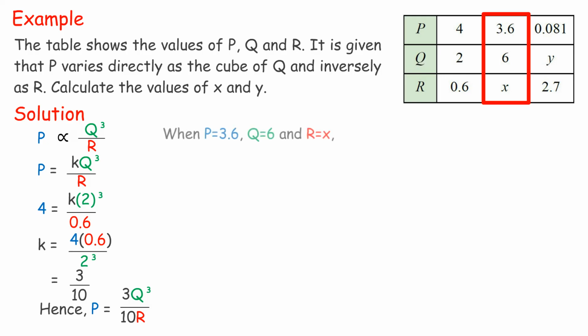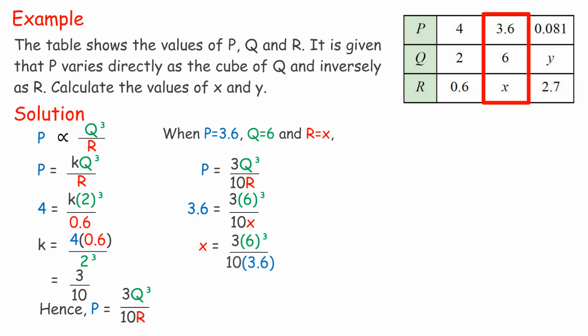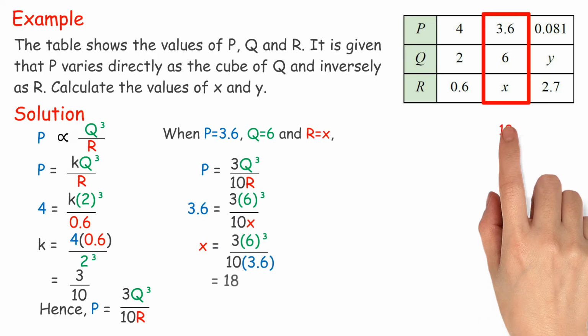When p equals 3.6, q equals 6 and r equals x, p equals 3q cubed divide by 10r. Substitute p, q, r into the equation. 3.6 equals 3 times 6 cubed, divide by 10x. x equals 3 times 6 cubed, divide by 10 times 3.6, equals 18.